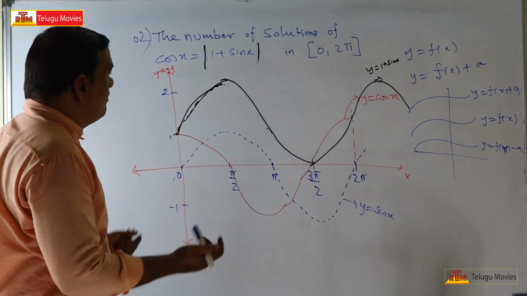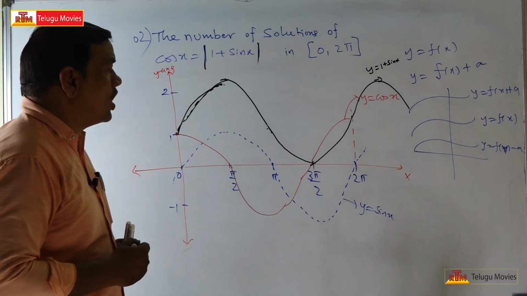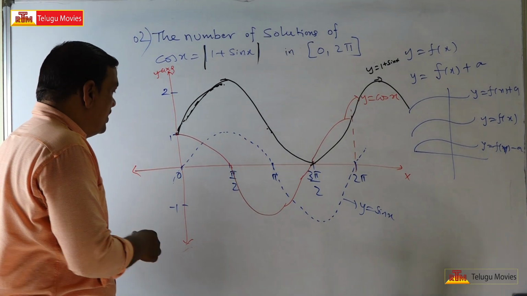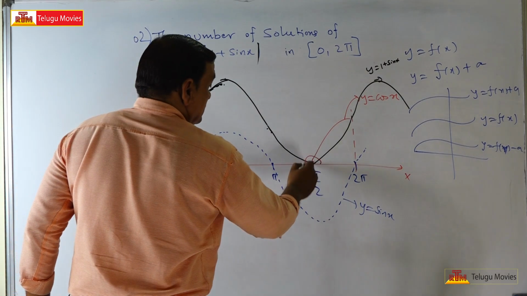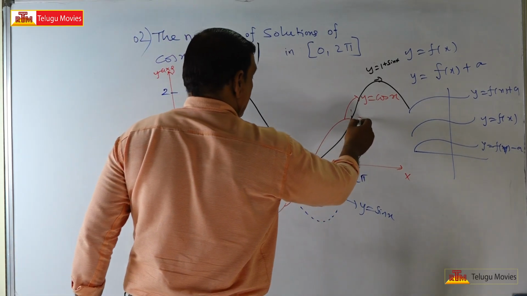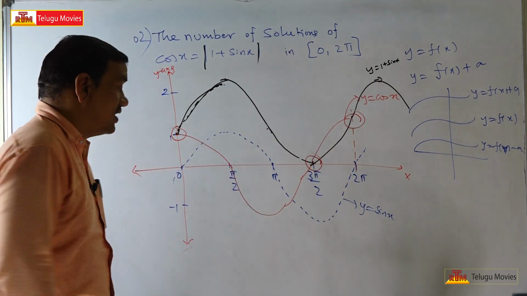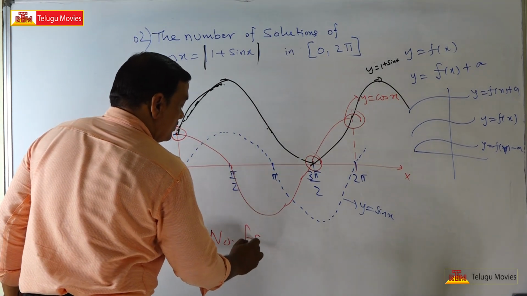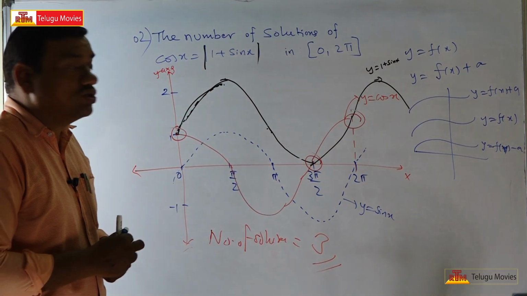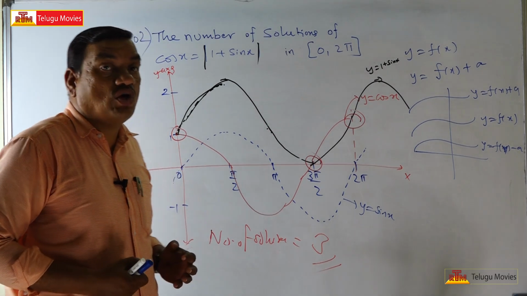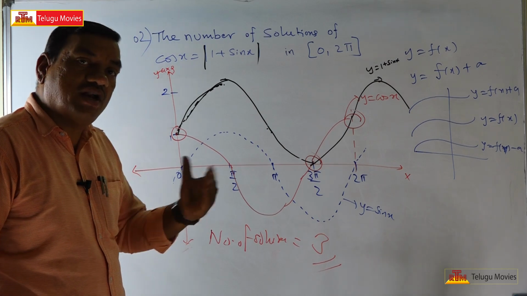Understand? Now observe that in between 0 to 2 pi, in how many points does it intersect? See here, it intersects at one point here, the second point, and the third point. 1, 2, 3. Therefore, the number of solutions is 3. So if you draw the graph, within minutes you can solve this type of problem. I hope that you understand the solution. So let us go to the next problem.